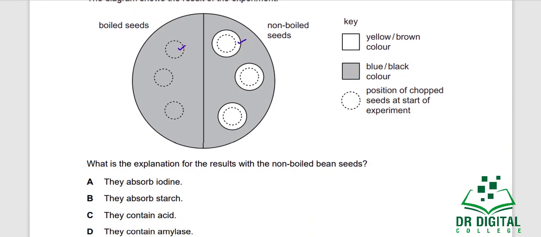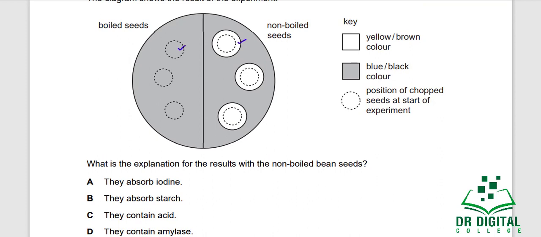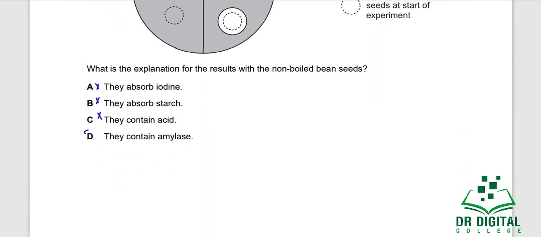What is the explanation for the results with the non-boiled seeds? So the non-boiled seeds, they absorb iodine? No. They absorb starch? No. When they are broken down, they are not absorbing starch, rather starch is already present with them. They contain acids? No, acids cannot break down the starch. They contain amylase. Yes, they contain amylase, which is digesting the starch. That's why the color is becoming yellow brown. So A is wrong, B is wrong, C is wrong. The correct answer for question 34 is the D answer.